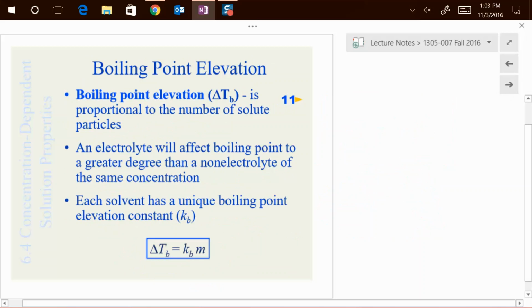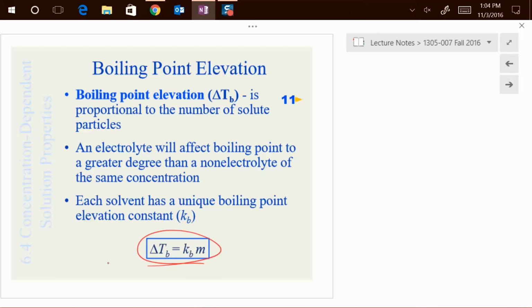Boiling point, same thing. The change in the boiling temperature, delta TB, equals the Kb, you just need to know what that is, times the molality. Let me make sure I get those constants correct.